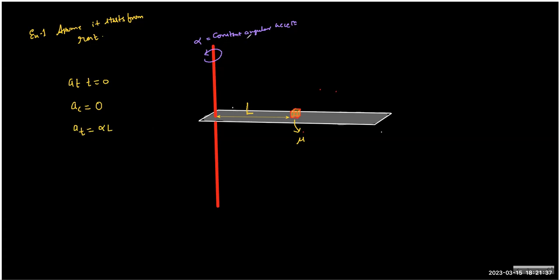Now tell me, if alpha is constant, then AT is going to be constant or variable? Is AT constant or variable, Siddhant? It will be constant. Yes, sir, constant. And for constant tangential acceleration, can we use the kinematical equations? Yes, sir.